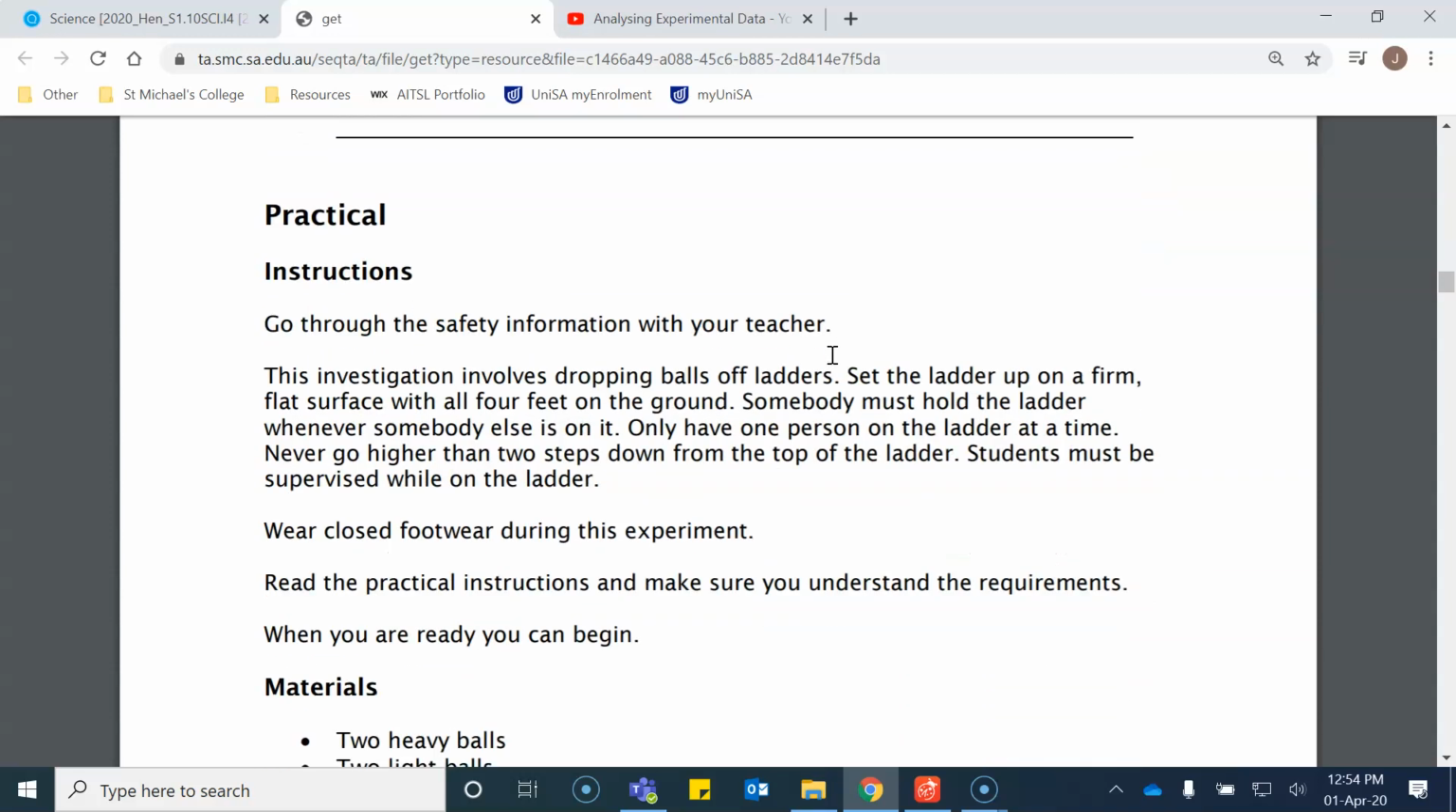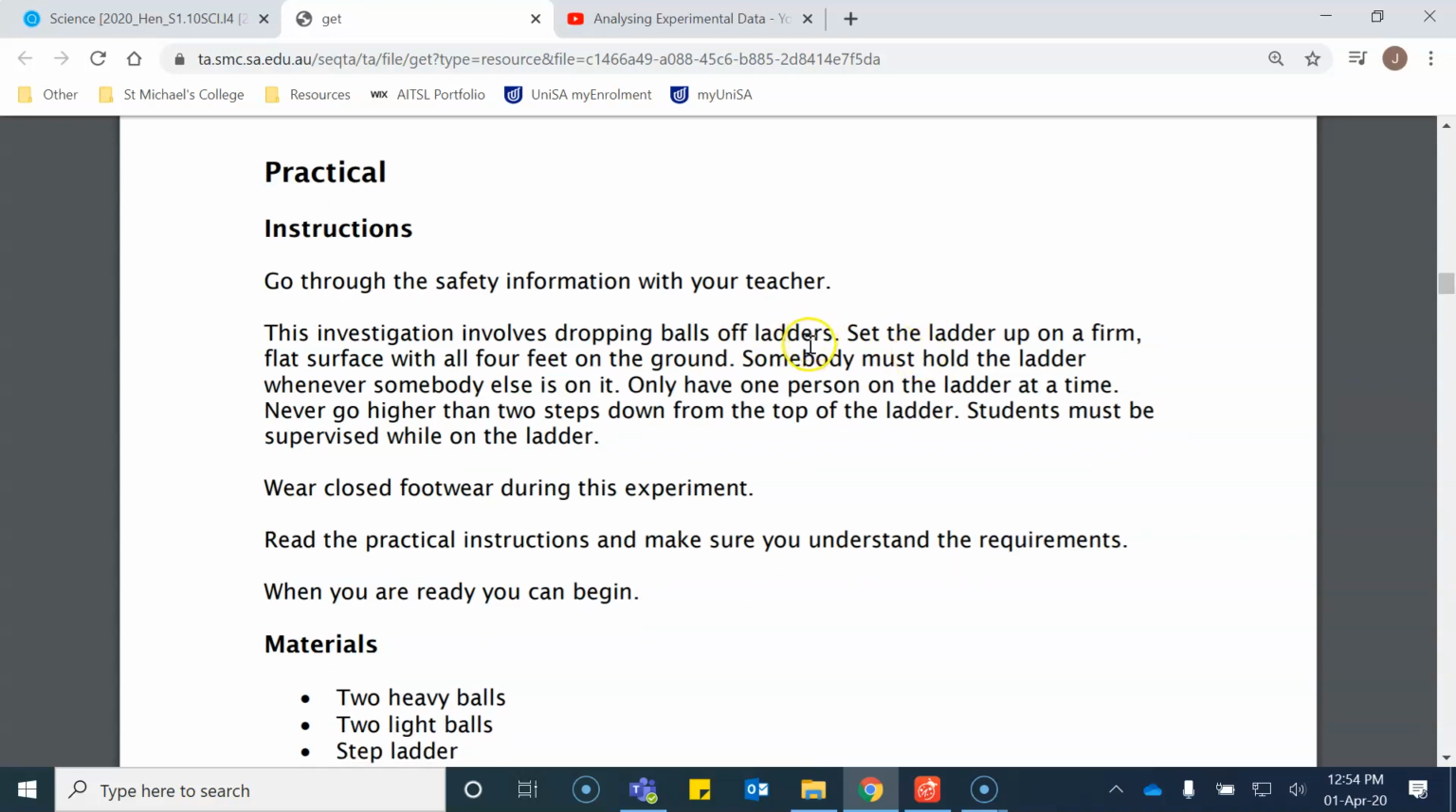Alright, so this is what we're going to do. This says this investigation involves dropping balls off of a ladder. We're not going to use a ladder, we're just going to use the balcony of the Turon. So someone must hold the ladder. Alright, we're not doing that.